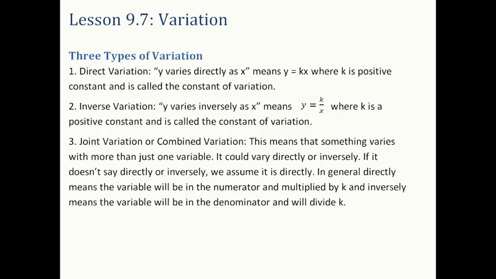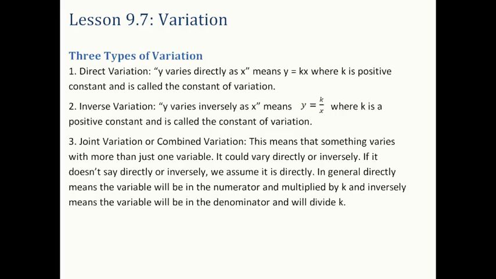In lesson 9.7, we will be studying variation. We study variation here in this chapter because we'll end up solving rational equations. There's three types of variation we'll be talking about. There are more than just three types of variation, but we'll be just studying these three.